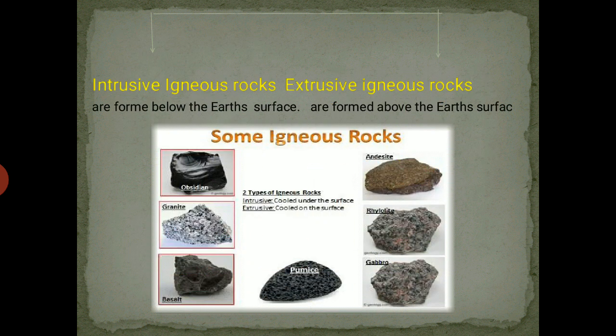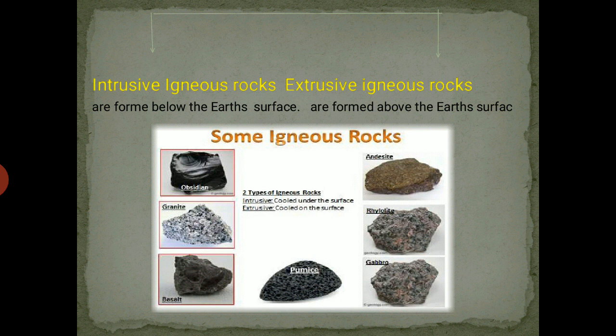The rocks which are formed below the earth's surface are known as intrusive igneous rocks. Intrusive igneous rocks have large crystals in them. Why? Because they cool down slowly. Why do intrusive igneous rocks cool down slowly? Because these rocks cool down inside the earth, where the temperature still remains high. Some examples of intrusive igneous rocks are granite and dolerite.